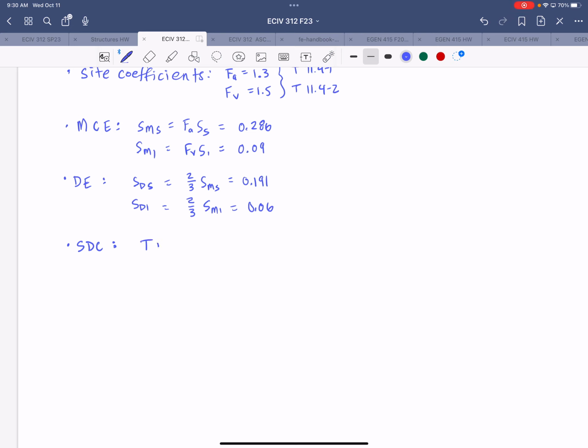So from table 11.6-1, we got SDC of B, and from 11.6-2, we got SDC of A. So we want to use that one. And in your work, I would like to see you show that you checked both. Report what they say and then show which one you're selecting. Sometimes they show up the same, but not always.